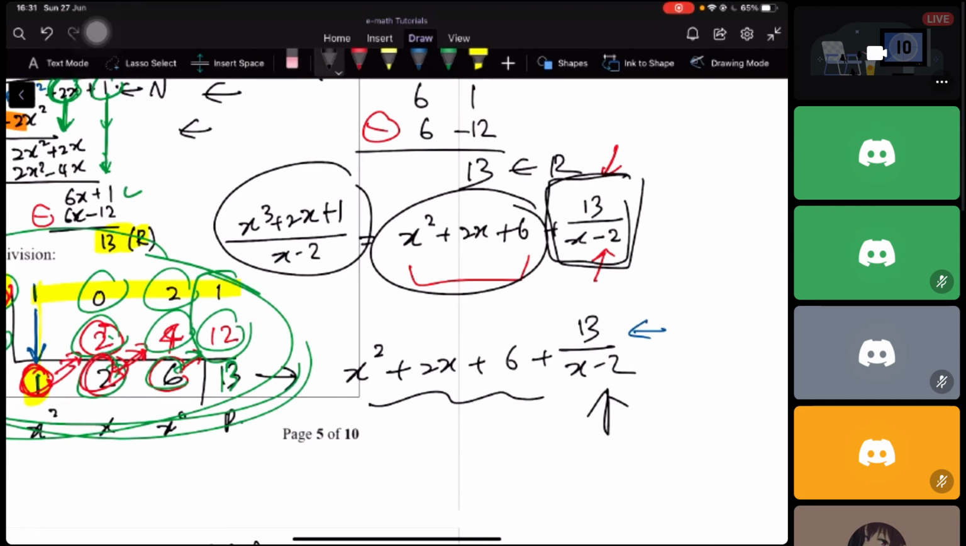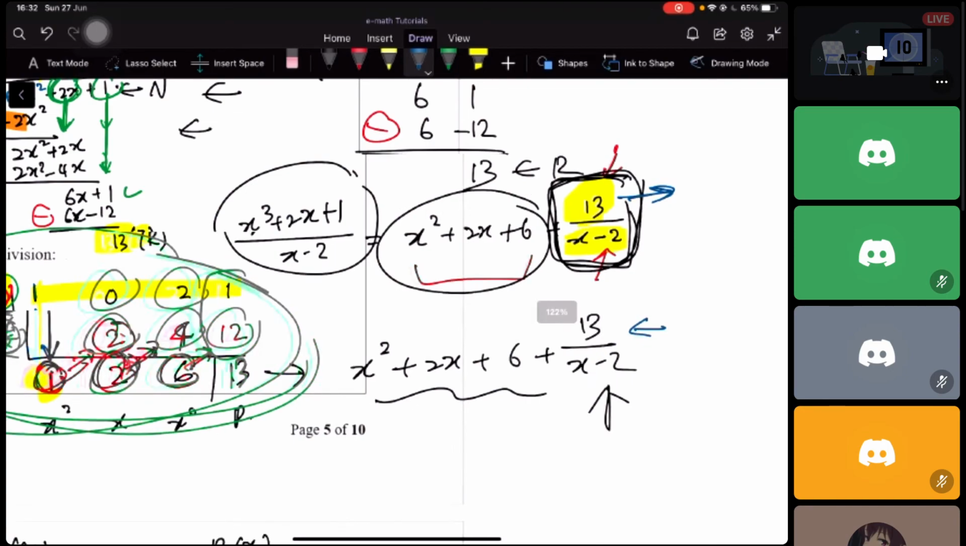Do you notice that after you do a long division, this is actually your remainder. The degree on top must always be smaller than the one at the bottom. Then if this is a very complex function, you just go ahead and proceed with your partial fraction, which is what we will be doing now.